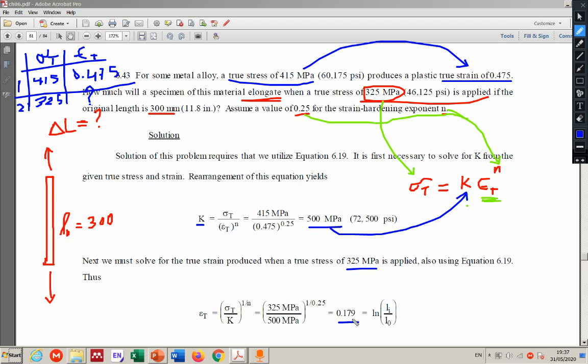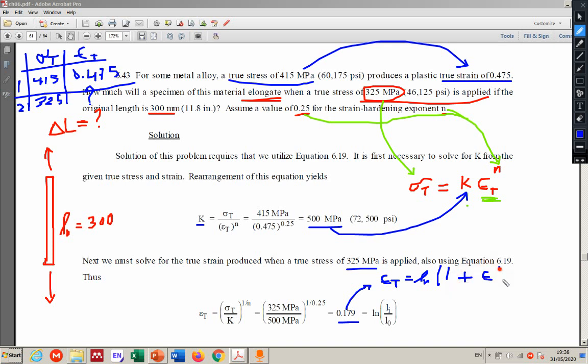Now this true strain, we know that true strain is equal to ln of the instant length over the original length. No need to change this one. I've seen students change this one. I showed you in the previous example in the lesson that you can convert this by using this equation, epsilon T is equal to ln of 1 plus engineering strain.